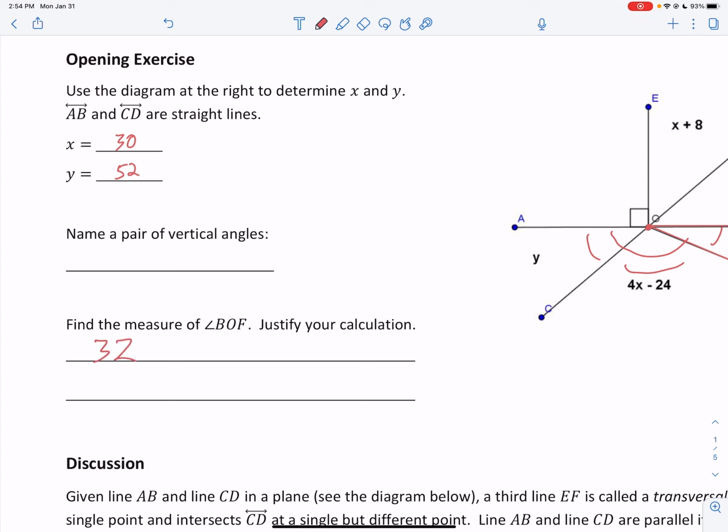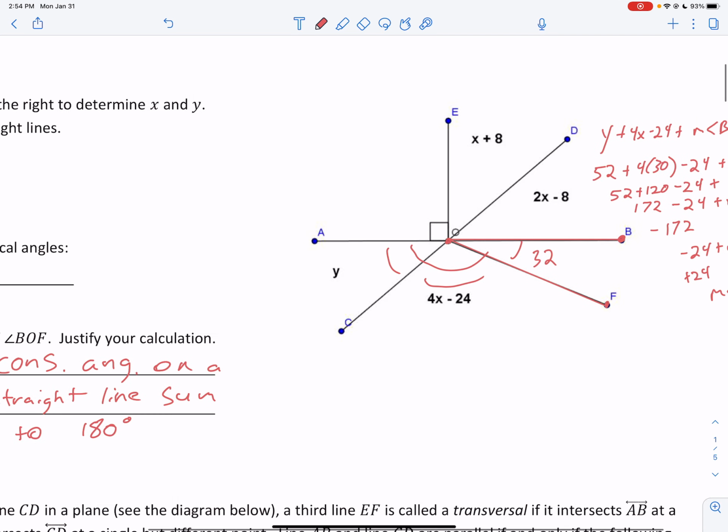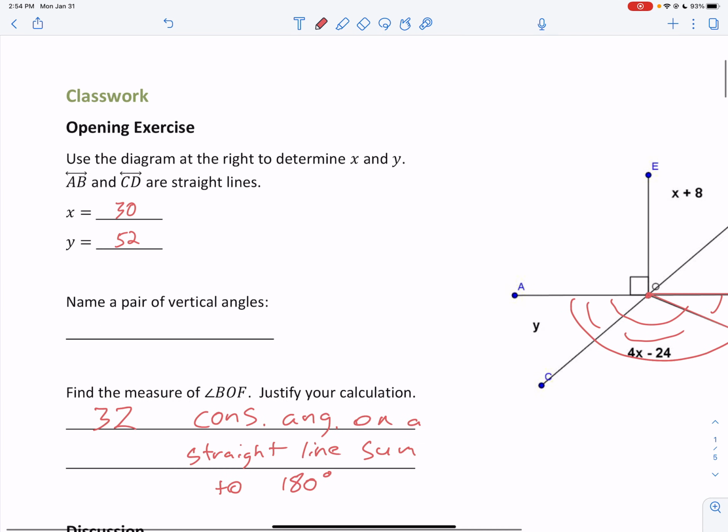Justify your calculation. I skipped a problem by mistake. It's the consecutive angles on a straight line. Consecutive angles on a straight line sum to 180 degrees. And we got that from all of these. And we can say that y was 52, x was 30. We plugged them in, we substituted.